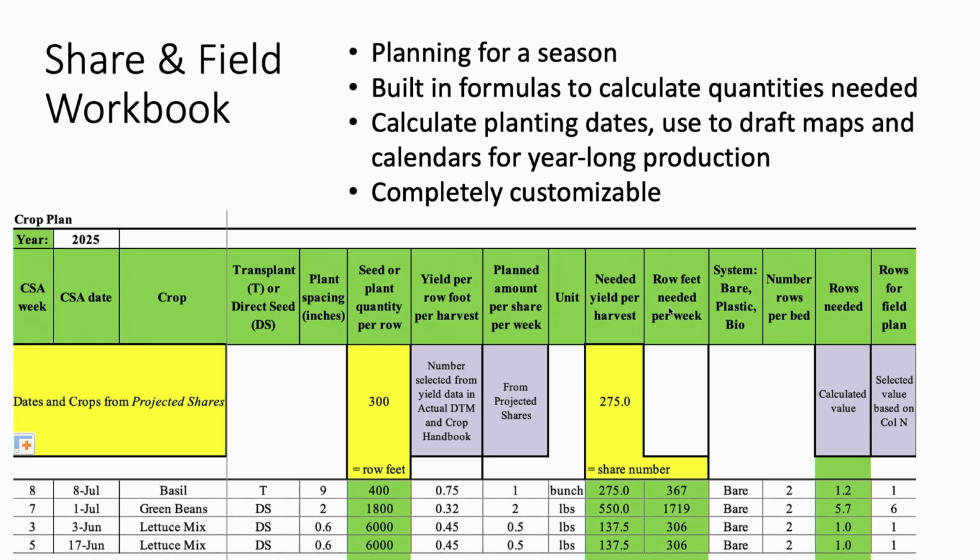So 300 row feet is our standard row feet in a field. You could change that for whatever field system you have. 275 is the share number we're using for the CSA. You could use a different share number to get a different yield, all right? But this is helping you to project how much seed you need to buy, when you need to seed things in the greenhouse, and when you need to plant it in the field in order to have it for when you want to harvest it, okay?